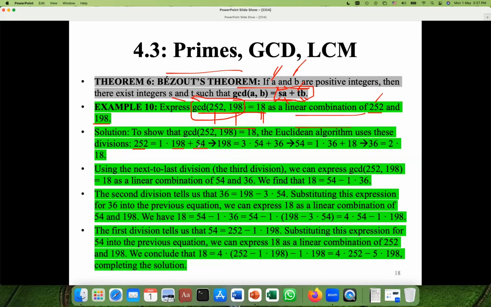So now the first step is gone. Now this is my X for the next step. Now think over this step. You have to identify things for the next step. So this is now my X for the next step, and this is now my Y for the next step. That's why I'm dividing this 198 with this 54 here. After multiplying with 3, putting it here and subtracting, you will get the remainder 36.